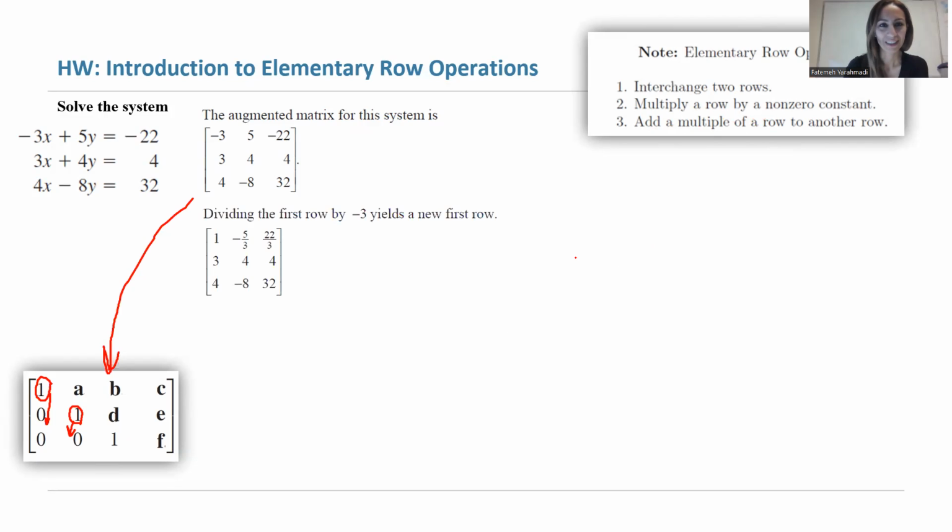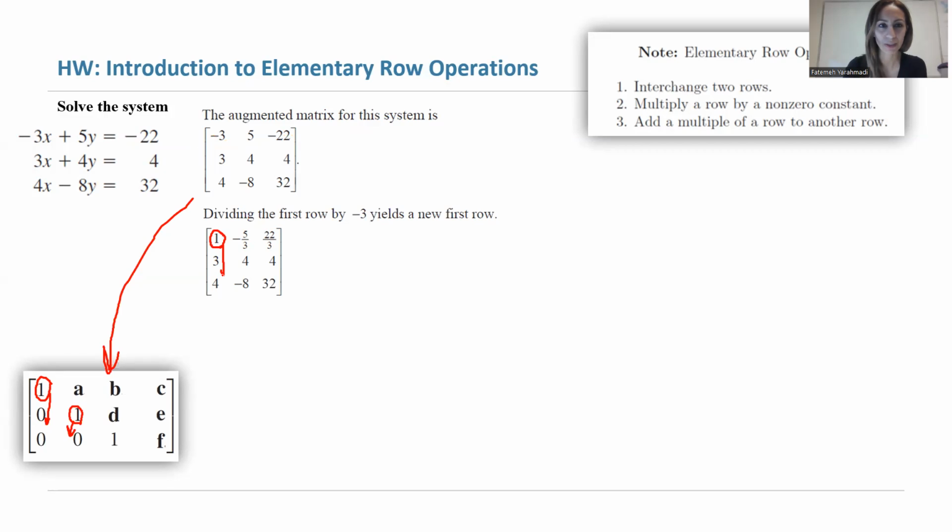Here we go. Divide the first row by -3. Why is that? Because our very first element here is -3. But take a look at your general form. It must be 1. The best way is to just divide everything by -3. Dividing by -3 gives you 1, -5/3, and 22 divided by 3. So you have the pivot 1.